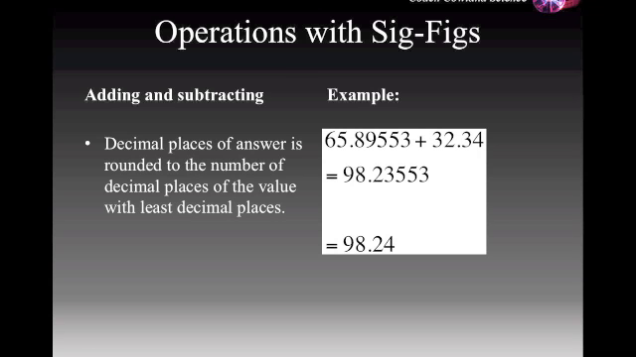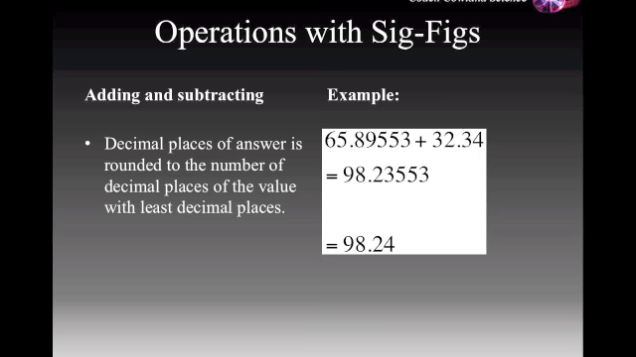Significant figures change when there are operations that use them. When you add and subtract significant figures, you look at the number of decimal places for both values and you go with the lesser of the two. So in this example, there are 5 decimal places for the first value, 2 decimal places for the second value. Once they're added together, you end up with 2 decimal places.